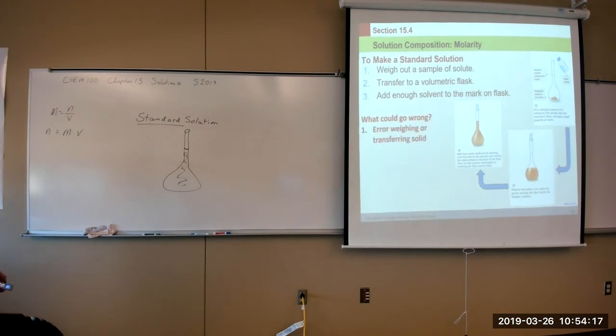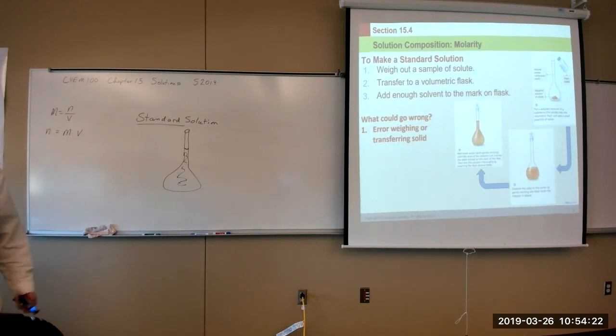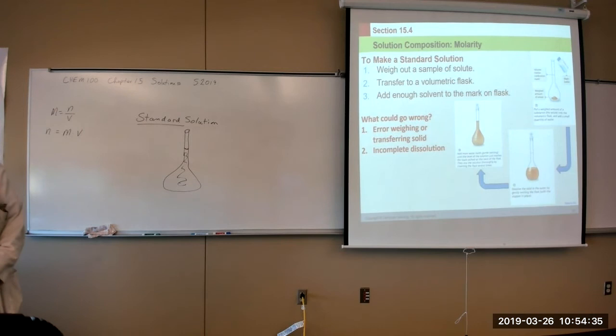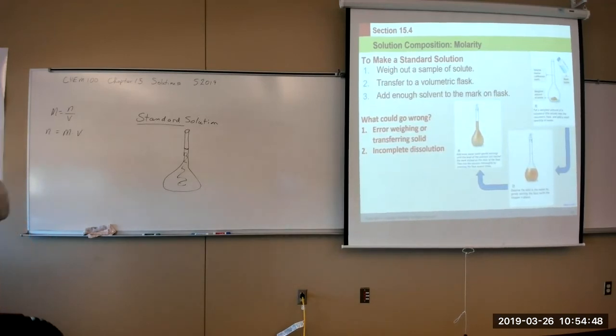So these are the things that could go wrong. You could weigh it wrong, or you could transfer the solid and lose some in the process. That's very common. You could put more in your solution than it will hold. You want to make a 5 molar solution of something, but it becomes saturated at 4 molar. Then you're not going to have a 5 molar solution. So you have to be careful with that. That's why you look up the tables in these reference manuals, and be sure that you're below your saturation point when you're mixing up your solution.